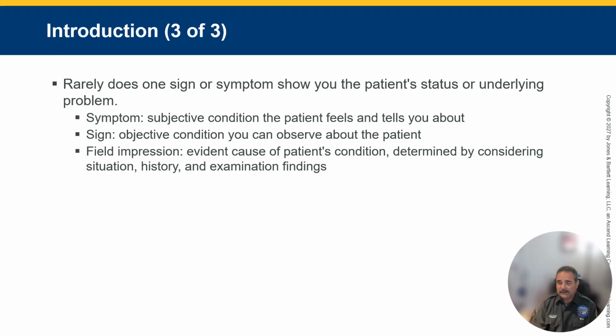When we talk later, much later, about writing a chart and writing SOAP, SOAP stands for subjective, S, and then sign, objective, O, and field impression, the evident cause of the patient's condition, determined by considering the situation, history, and examination findings. These are 3 little tiny pieces that we're using as our detectives. Remember, we talked about that. You got to put that hat on. You got to look for the clues and start making your decisions based on it.